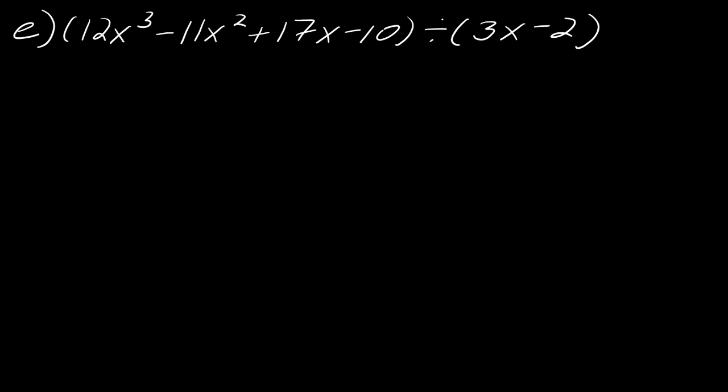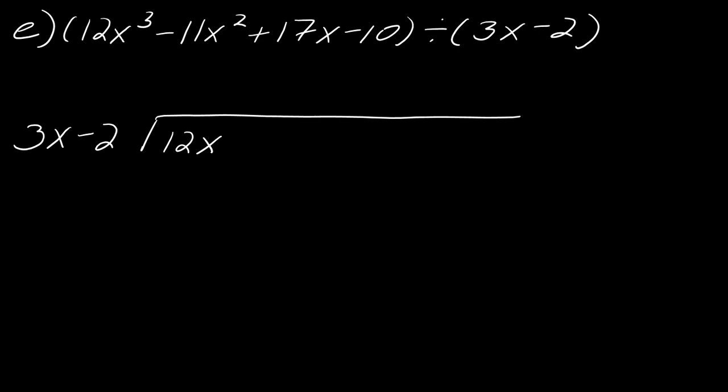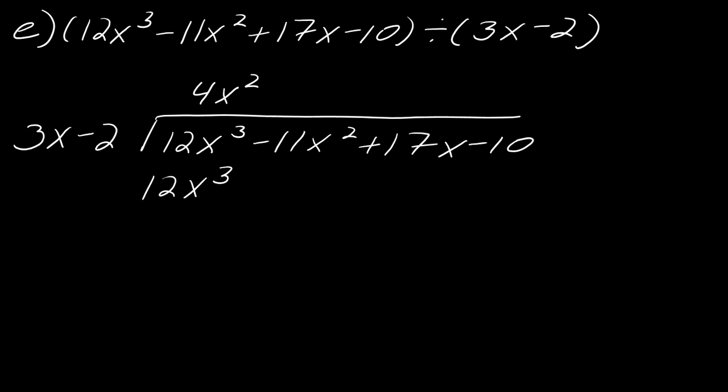Okay, so for our next one, I've got 12x cubed minus 11x squared plus 17x minus 10 divided by 3x minus 2. So we'll set this up again. So I've got 3x minus 2. Everything goes in descending order, so we're all good there. Okay, what do I have to multiply 3x by to get to 12x cubed? That would be 4x squared. 4x squared times 3x is 12x cubed. 4x squared times negative 2 is negative 8x squared.